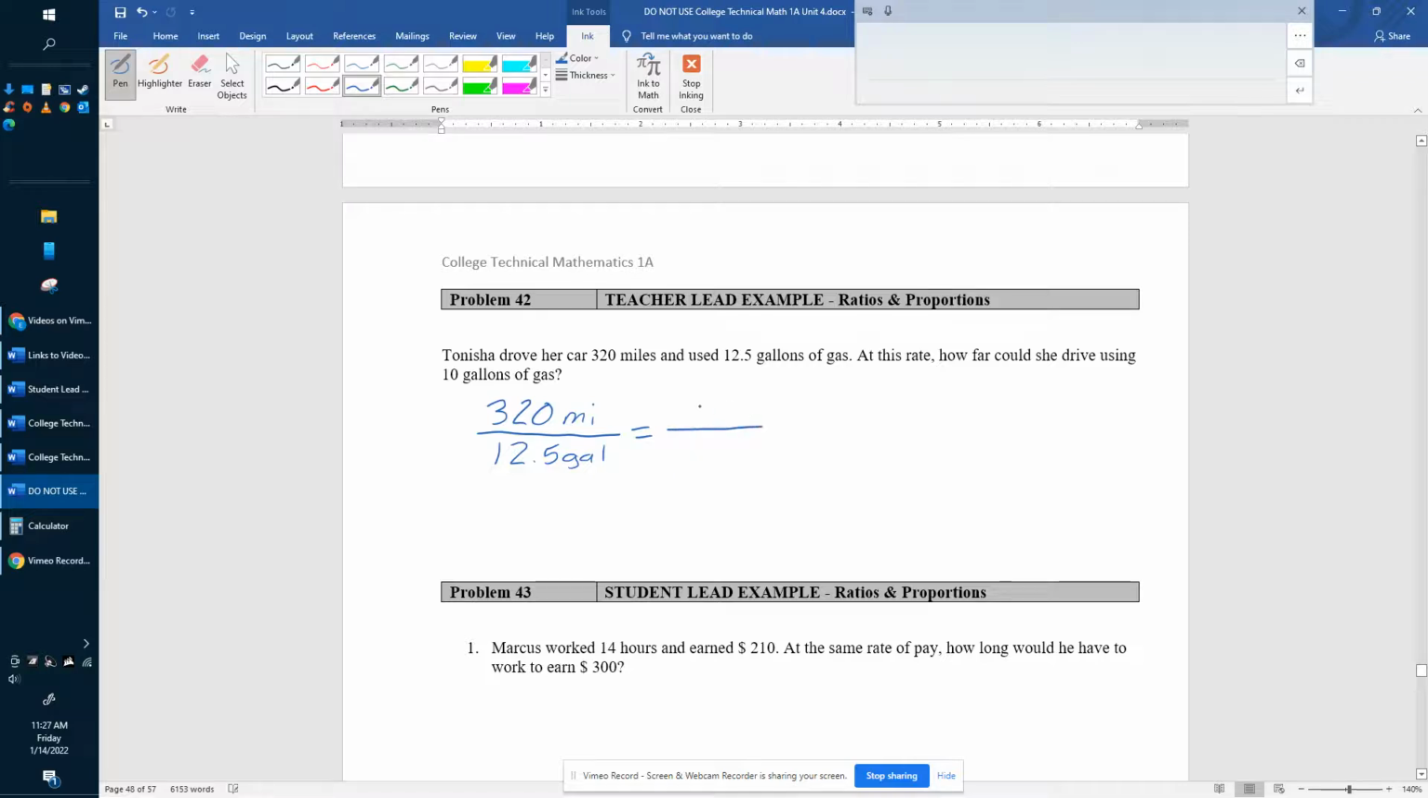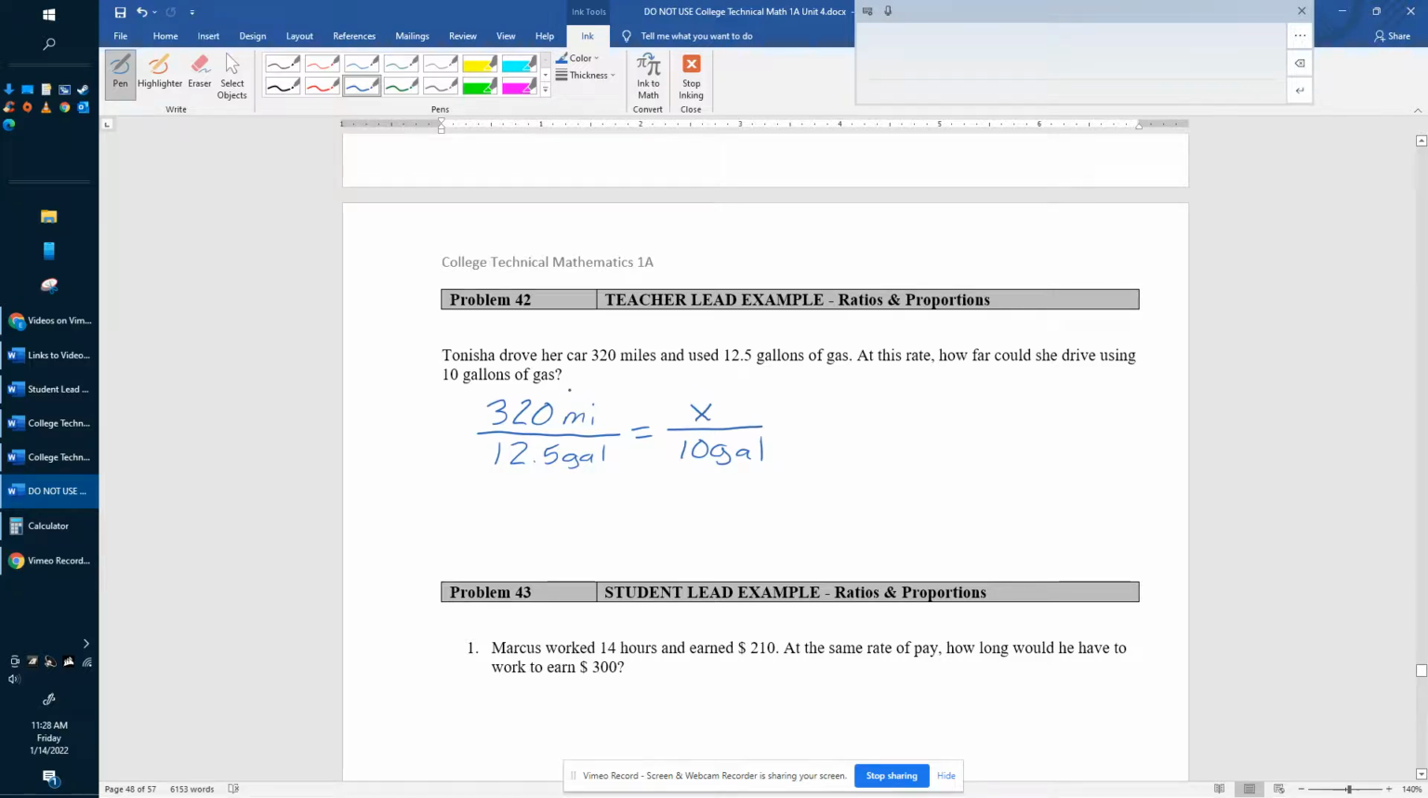We don't know the distance, so it's X miles over 10 gallons. So you want to make sure on both sides miles are on top, gallons are on the bottom. You could have written it 12.5 gallons per 320 miles. That would have been perfectly fine too, but you would have had to make sure that you had 10 gallons on top and X on the bottom.